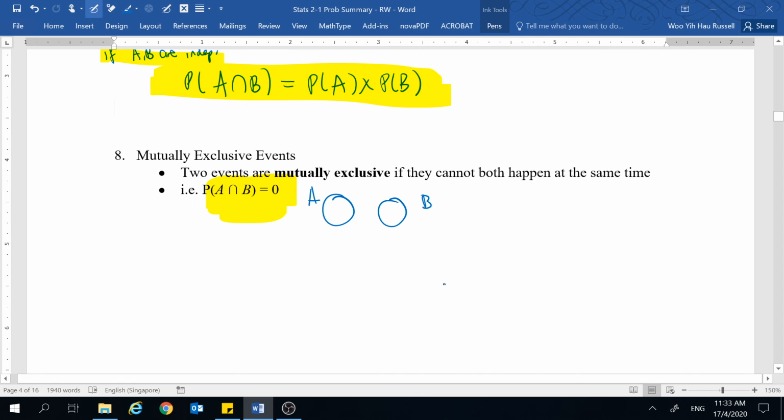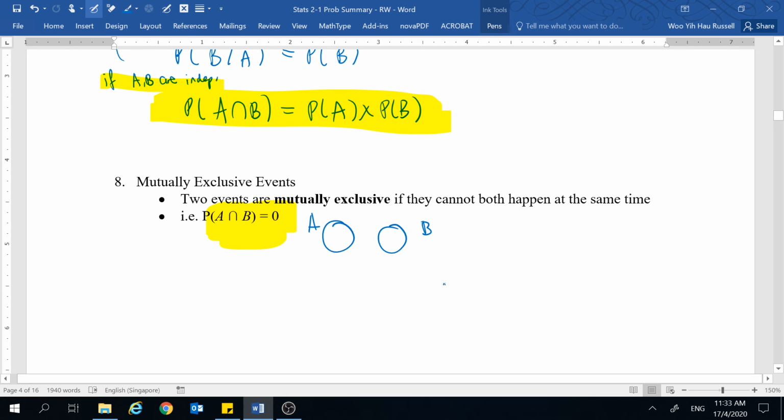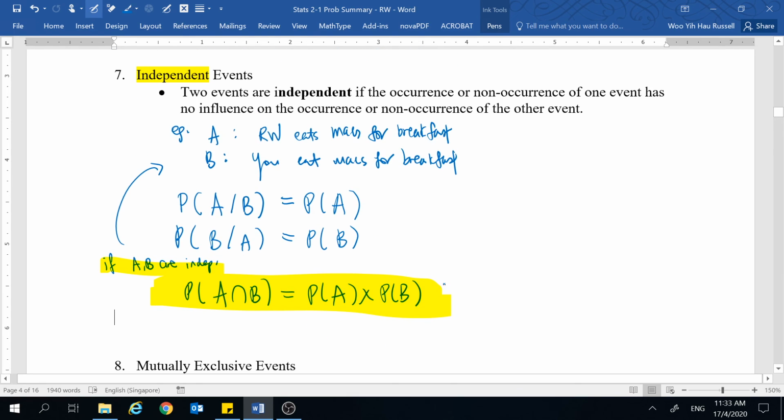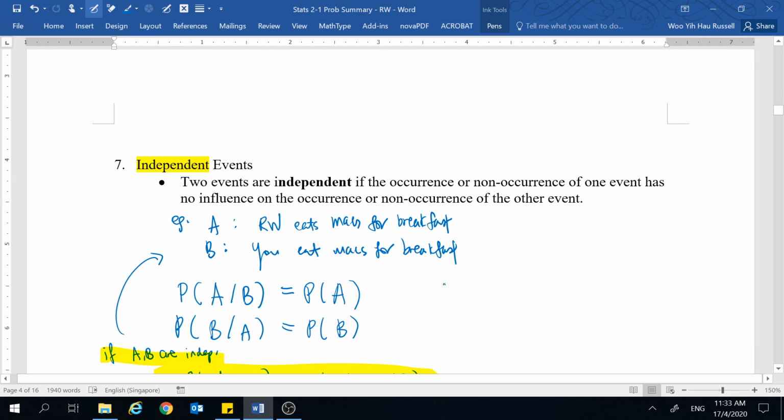Let us contrast independence and mutually exclusive. If it's independent, it doesn't mean that they are mutually exclusive. Let's use the example: you eat McDonald's for breakfast, I eat McDonald's for breakfast. They are not mutually exclusive. You can eat, I can eat, it doesn't really matter. Then you ask me, how does the Venn diagram look for A and B if A and B are independent? It can be like that, of course.